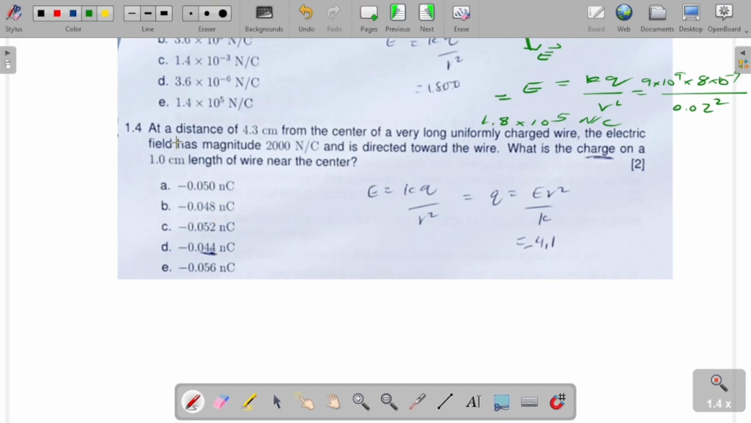Now 1.4 says at a distance of 4.3 centimeters from the center of a very long uniformly charged wire. So we have a very long wire here, and we are saying at a distance of 4.3 away from it. Let's say maybe somewhere here. That's 4.3 away.